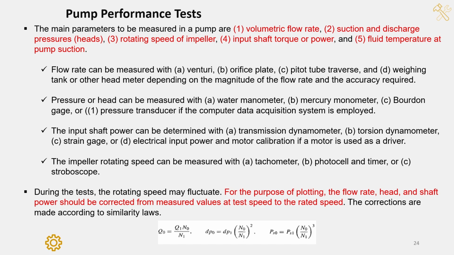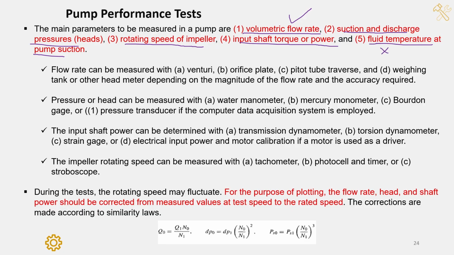Needed to determine the performance of a pump. So the most important parameters that are needed to determine the performance of the pump are these 5 parameters. First, the volumetric flow rate. The volumetric flow rate is among the factors that determine the performance of a pump, as well as suction and discharge pressures, rotating speed of impellers, input shaft torque or power, and fluid temperature at pump suction.